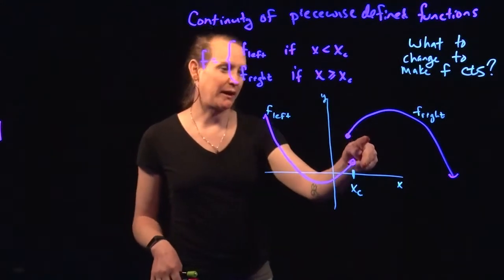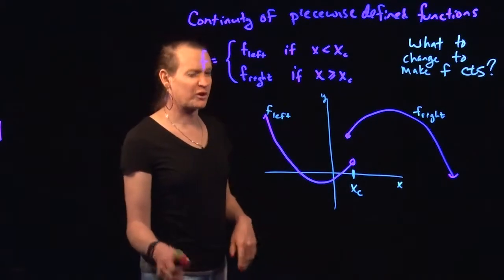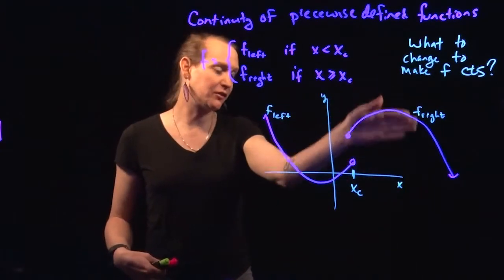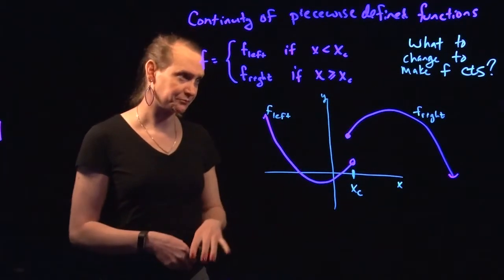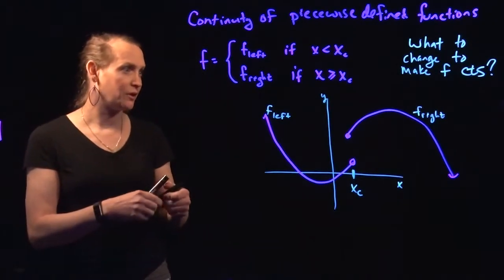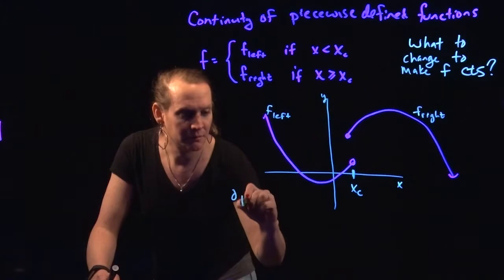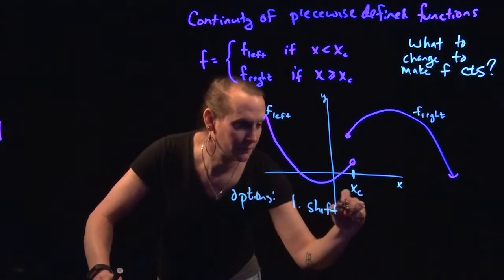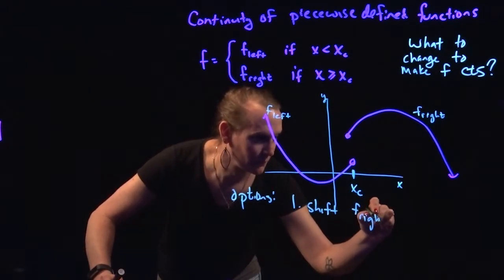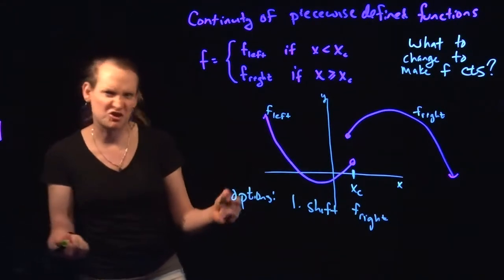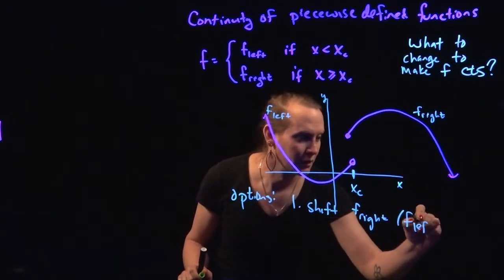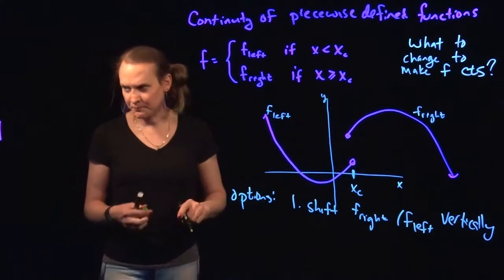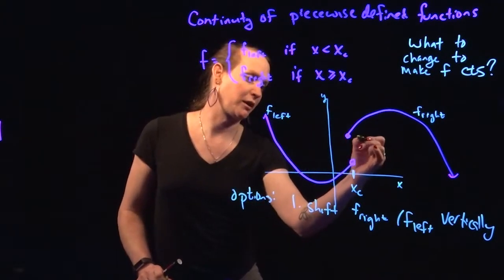Well, there's a gap right here, and so I could try to eliminate the gap. I could shift the left or the right piece up or down. So I've got a couple of options for how to do it. Option one is like shift f sub right. We could also shift f sub left. We're going to shift it vertically. So I'm going to try to eliminate this gap right here.